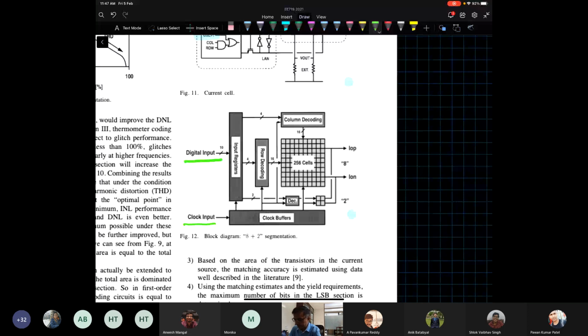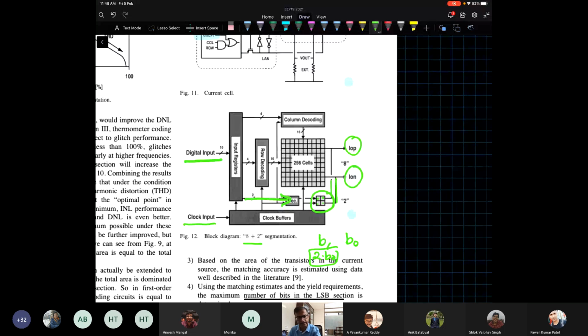Okay, so here what they have done is, since it's 8 plus 2, the two LSBs are shown here like this. So this will have B0 and B1. So B1 will be 2 times B0, 2 unit sizes. So you need 3 cells, but then you have one extra cell there, which you can use for matching. So basically the LSBs are straightaway going through this part, and they are controlling. And the output of this LSB is connected to these two output lines. I'm going to show you the transistor level picture shortly.